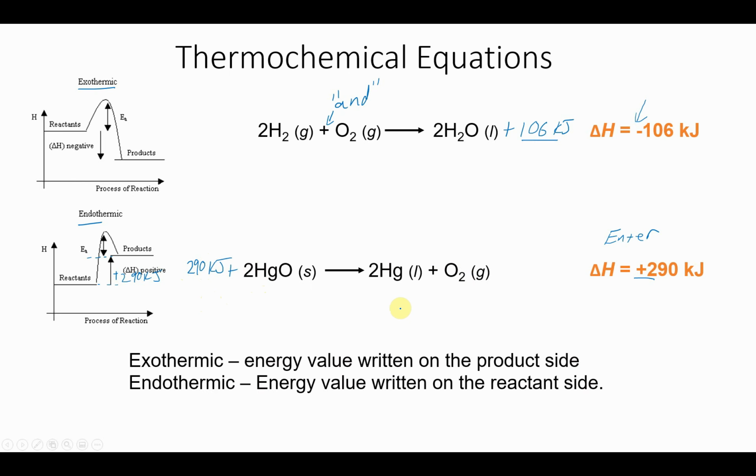Now, there is a rule to this, and you could write it down. It's a good idea to write it down. So which side do I put the energy on? Well, in exothermic reactions, the energy value is written on the product side, like the example up here. In endothermic reactions, energy value is written on the reactant side. And you might want to write in there that you don't include signs, right? No positives and negatives.